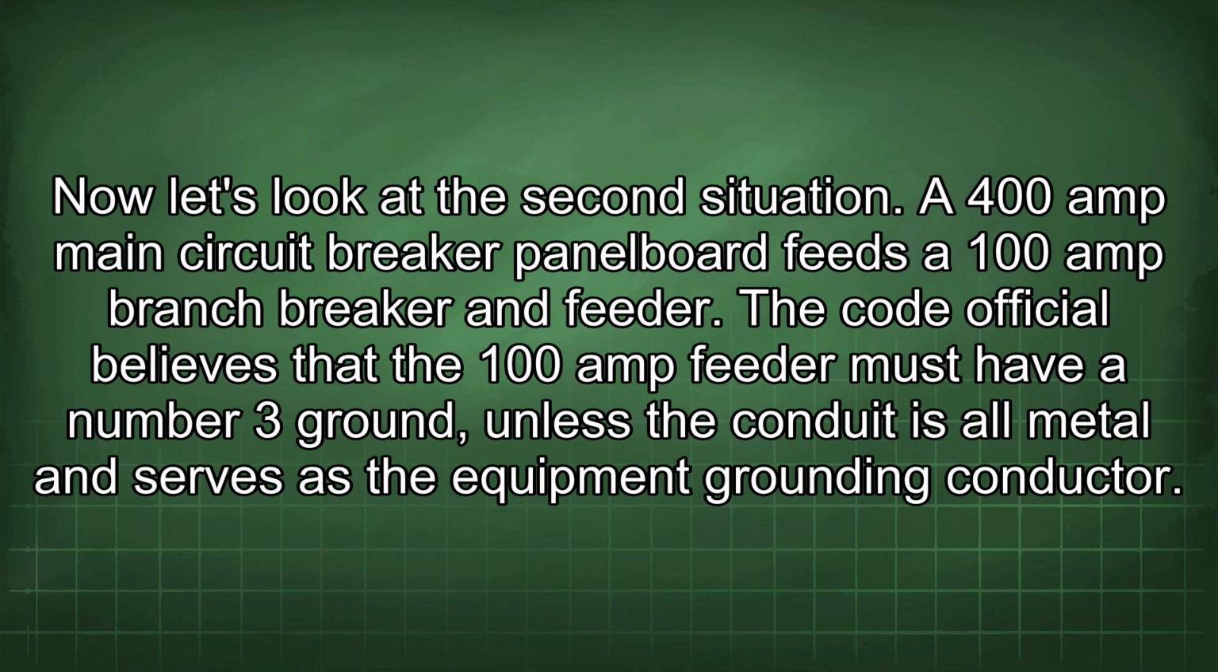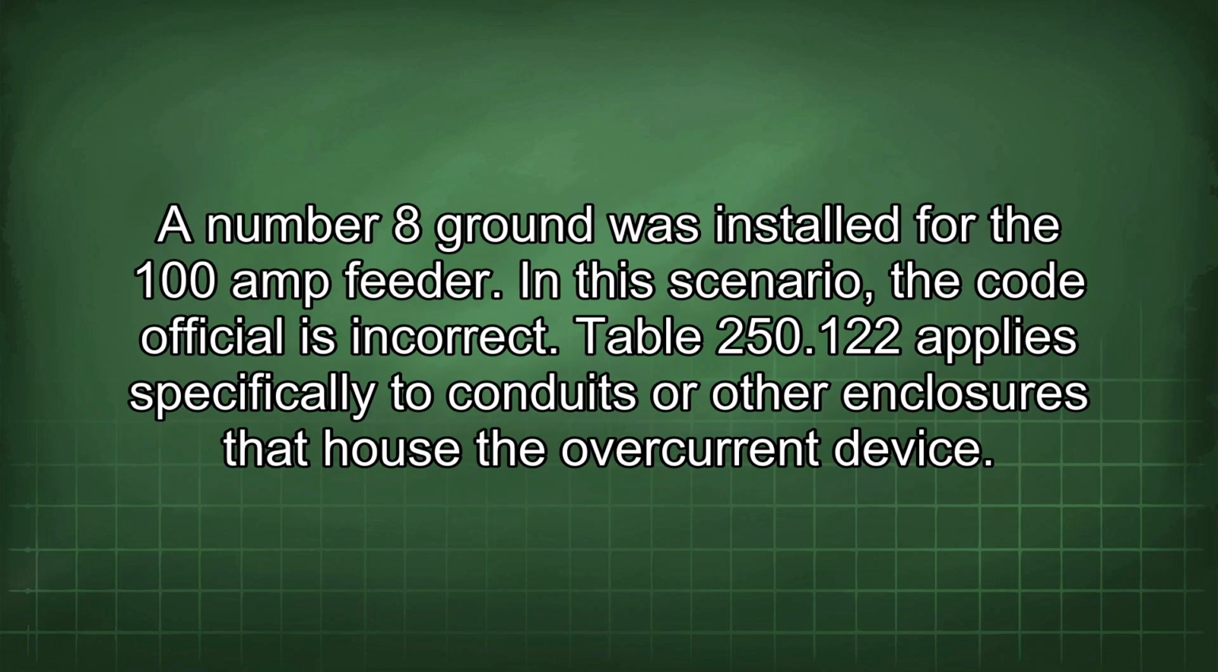Now let's look at the second situation. A 400 amp main circuit breaker panel board feeds a 100 amp branch breaker and feeder. The code official believes that the 100 amp feeder must have a number 3 ground, unless the conduit is all metal and serves as the equipment grounding conductor. A number 8 ground was installed for the 100 amp feeder. In this scenario, the code official is incorrect.